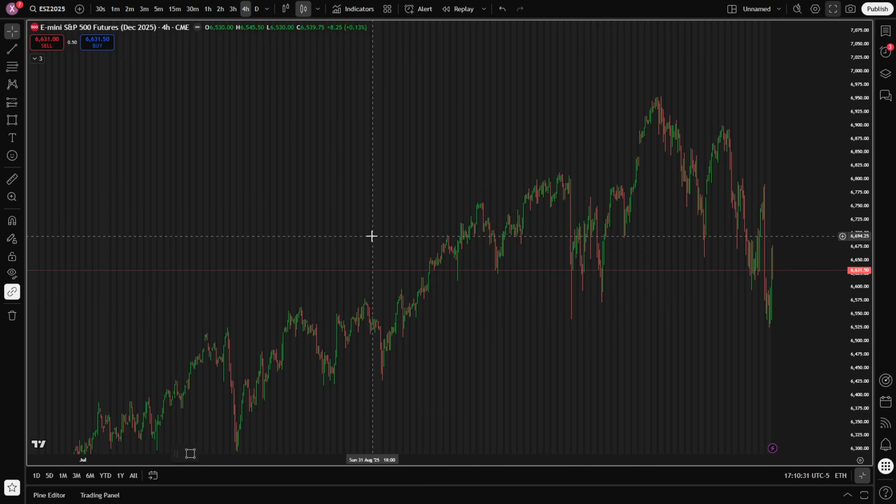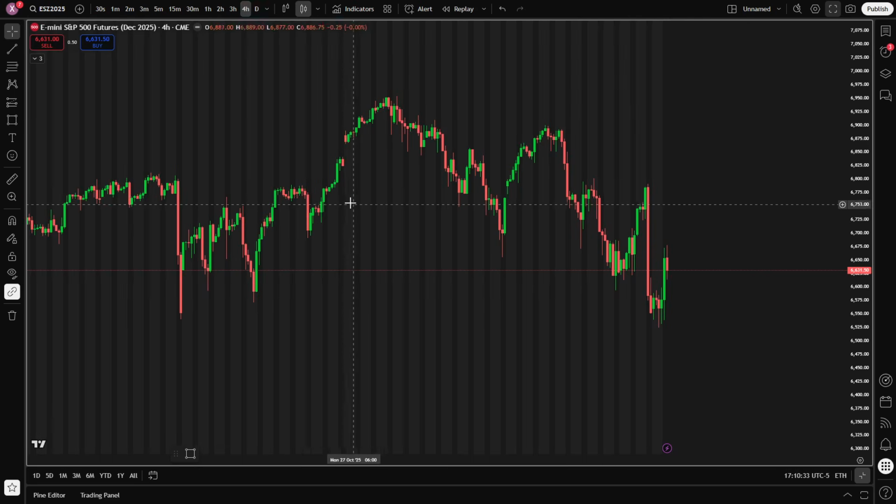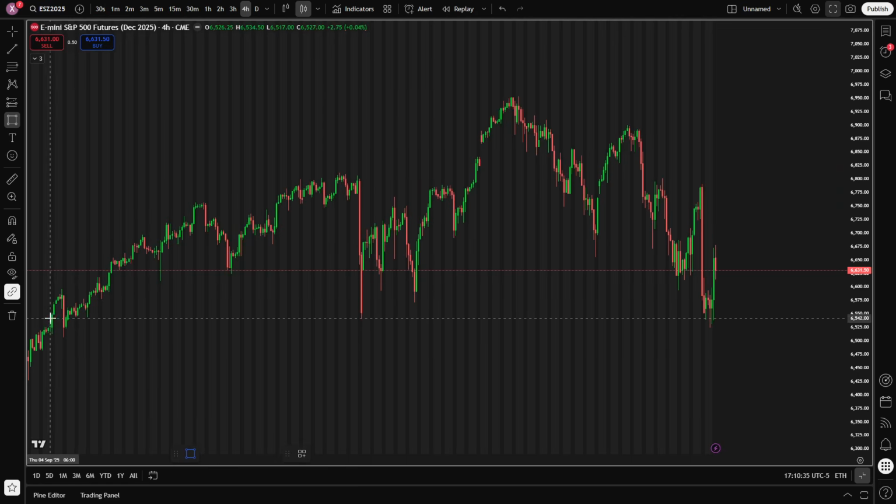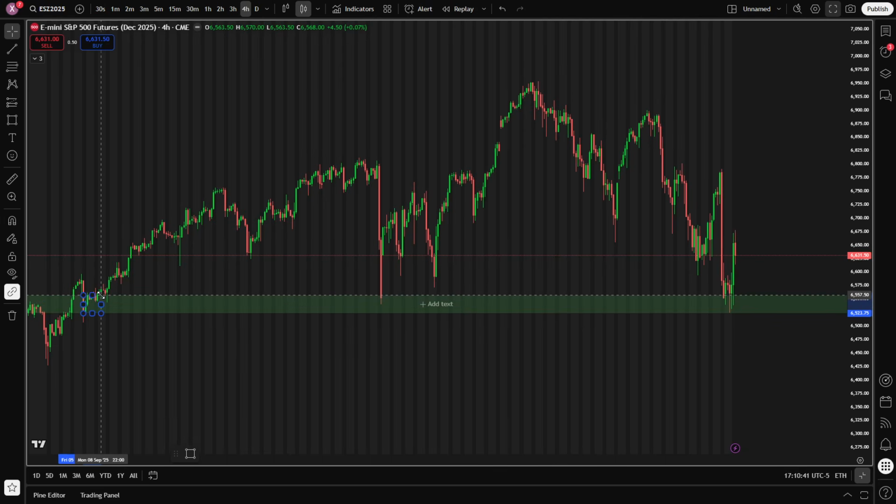Now what did I see on ES? We were in an area of demand. We had a demand area here. This was a demand area. We based, then we rallied, right? Wick.